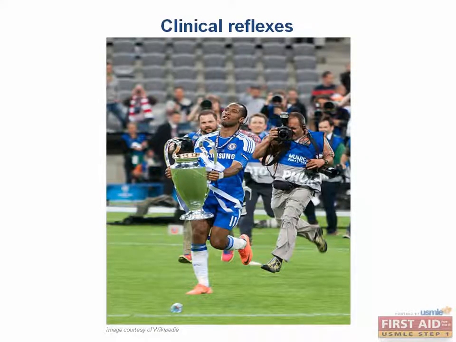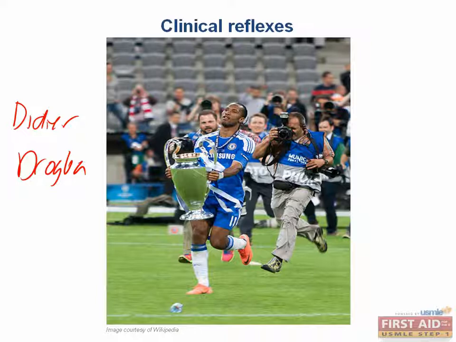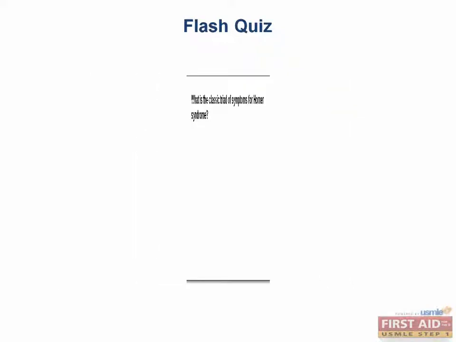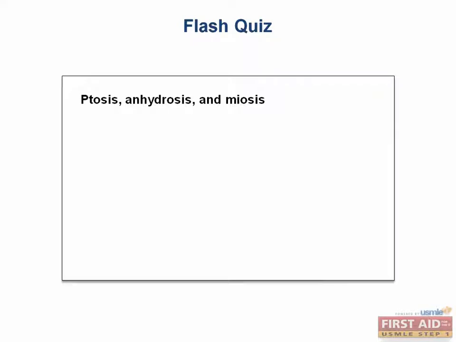Now there's one more thing I want to cover, and that is the extra credit question. This legend's name is Didier Drogba, and this picture speaks for itself. Okay, moving on. It is time for a flash quiz. What is the classic triad of symptoms for Horner syndrome? Again, this is a classic triad you should definitely know. Ptosis, anhidrosis, and meiosis.